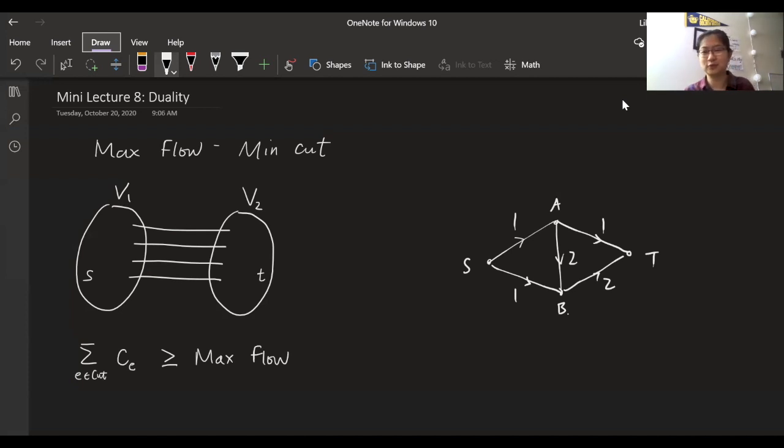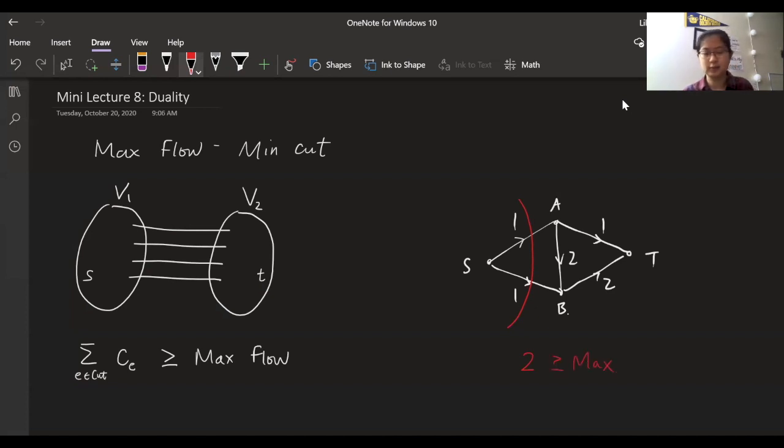Okay, I assume that you've paused the video and thought about it. So it turns out that the best one you could take is right here, where your set V1 is just this source node, and your V2 is T as well as A and B. So this tells us that the edges that got cut were 1 and 1, so the sum of edges is 2, and we say that this is bigger or equal to the max flow.